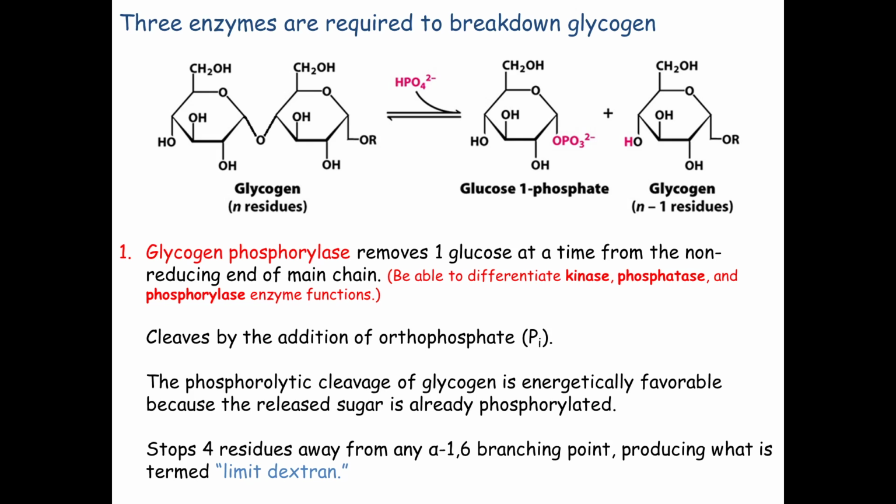Right? So this reaction is very specific. It's always giving you a glucose 1-phosphate. You can't get any other number there because that's not where it's attached. It'll always give you glucose 1-phosphate. And it will stop when it can't reach the next glycosidic bond. And it will stop 4 sugar residues away from any branching point.